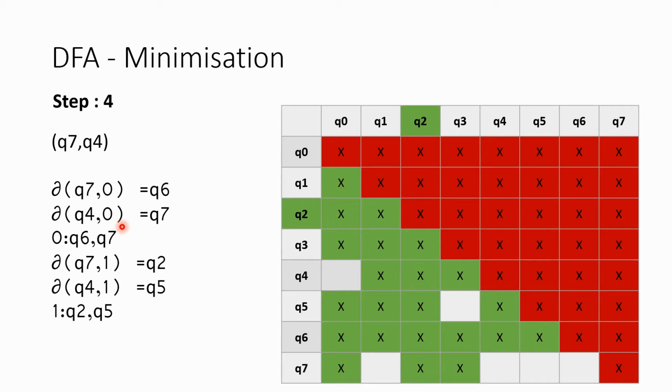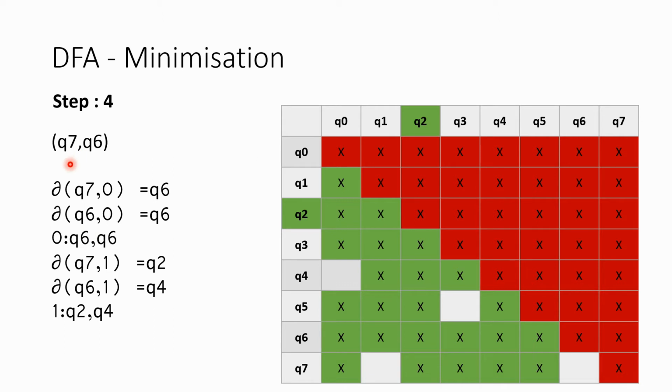Now we are moving on to the next tuple set Q7, Q4. The transition functions give the values Q6, Q7 and Q2, Q5. Here we know that Q2, Q5 is non-equivalent and hence we are going to mark it as non-equivalent tuple set. The next tuple set is Q7, Q5 and we've got the values Q6, Q2 and Q2, Q6. And we know that Q2, Q6 is non-equivalent and hence we are marking Q7, Q5 as non-equivalent.